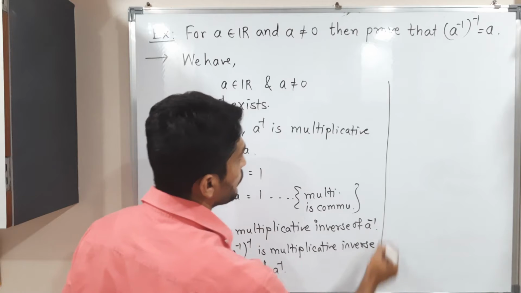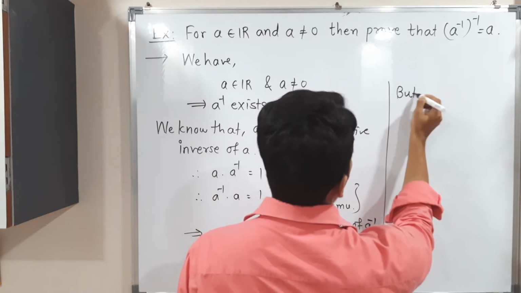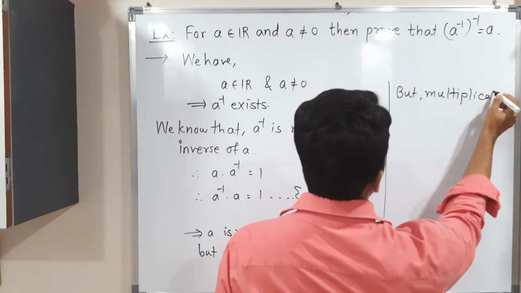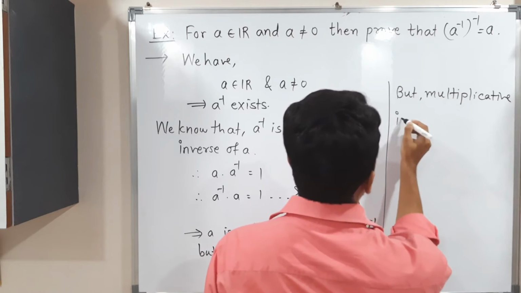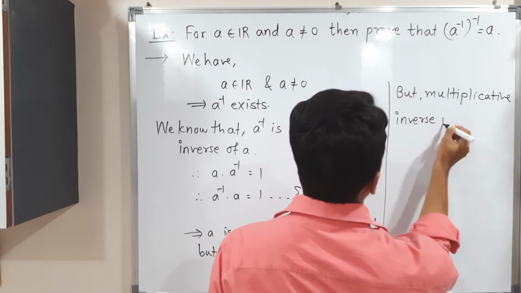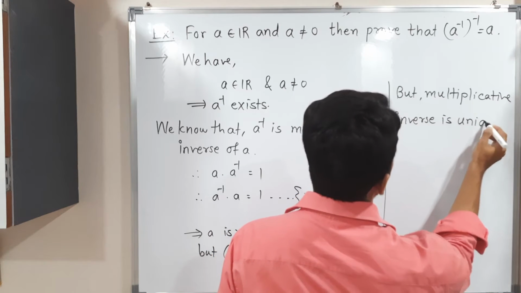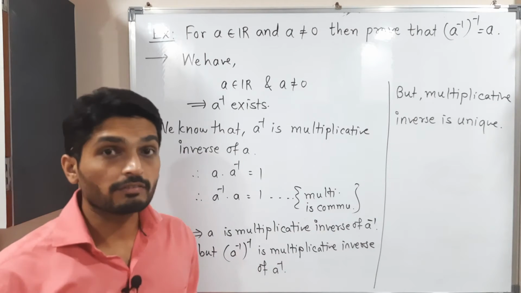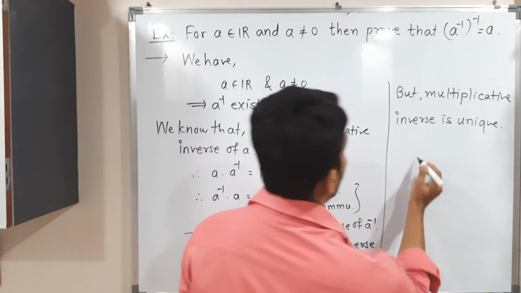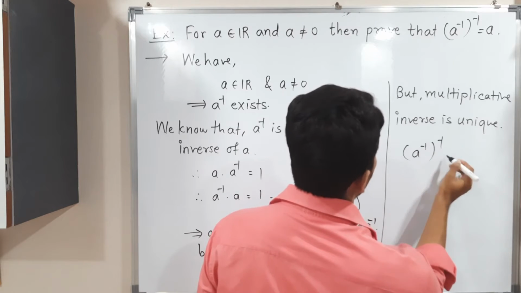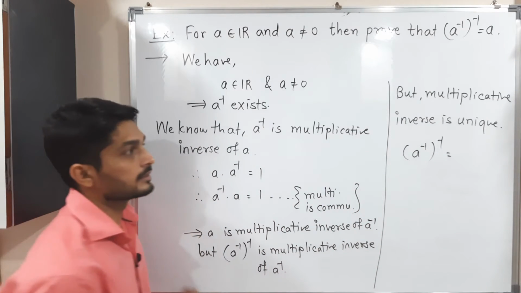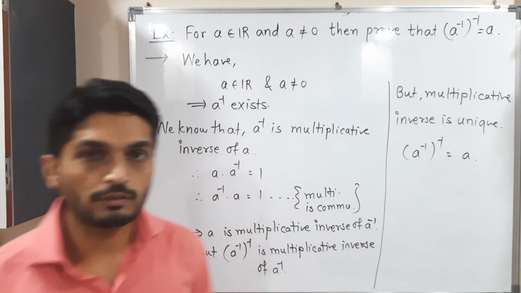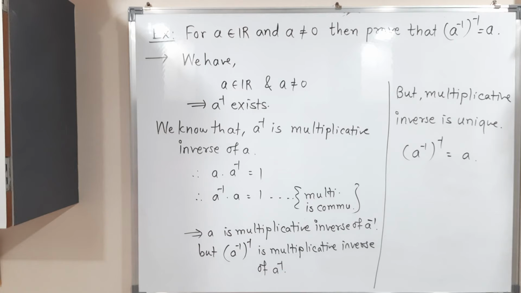So I will mention here, this thing we have already proved, that multiplicative inverse is unique. So therefore what can we say? That's why we can say both of them are not different, both of them are the same. So therefore a inverse inverse is nothing but a, since both are inverses of a inverse. So in this way we have proved. Make a screenshot of it. After that we will go for the next example.